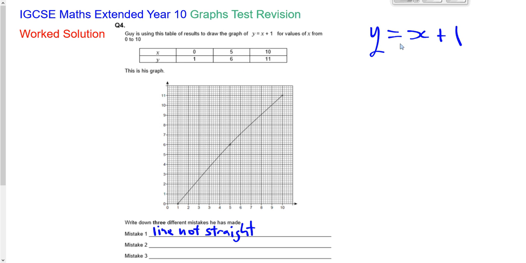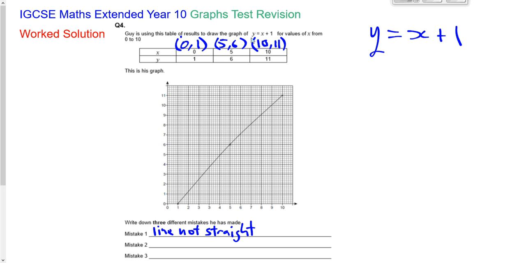All right, so we have the equation of a line, and then we've also been given a number of coordinates on that particular line. I've got 0, 1, 5, 6, 10, 11. So let's just double check these coordinates. This is going to be 0, 1, this coordinate here. This coordinate's going to be 5, 6. And this coordinate's going to be 10, 11.